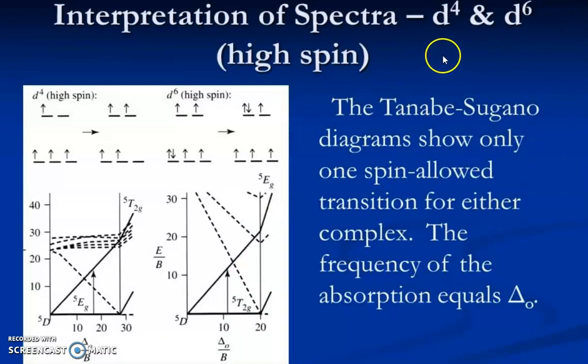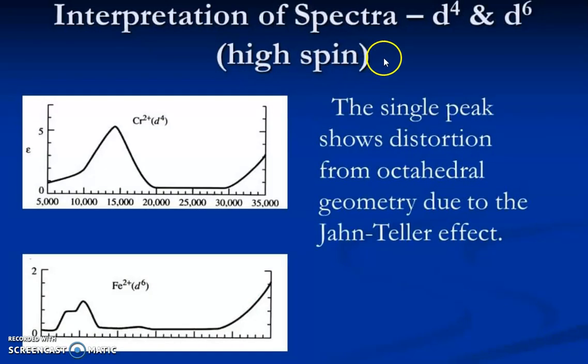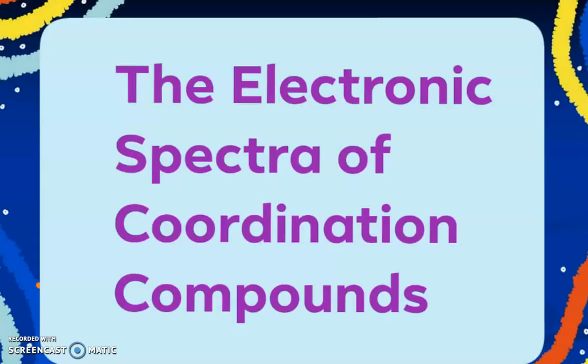Now, interpretation of spectra, d4 and d6 high spin. The Tanabe-Sugano diagrams show only one spin allowed transition for either complex. The frequency of the absorption is equal to delta naught. So, d4 high spin, d6 high spin. You can see this x-axis, y-axis, x-axis, y-axis, E by B, delta naught by B. Now, interpretation of spectra, d4 and d6 high spin. The single peak shows absorption distortion from octahedral geometry due to the Jahn-Teller effect. So, chromium 2+ d4, Fe2+ d6.